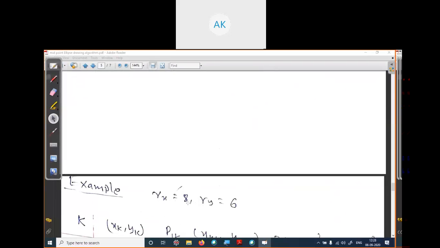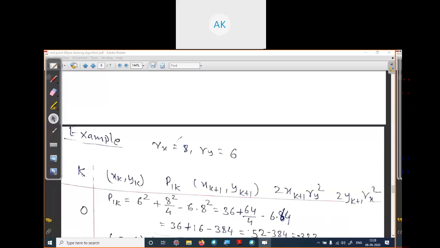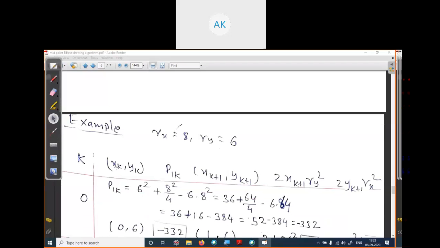We are given rx, the radius along the x-axis, as 8, and the radius along the y-axis as 6. We are given these two values, and the center is supposed to be at the origin. Based on these values we have to calculate all the intermediate points of the ellipse. We will follow the same procedure as the circle. First iteration, 0, the initial point xk, yk.